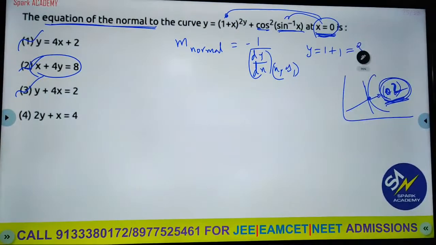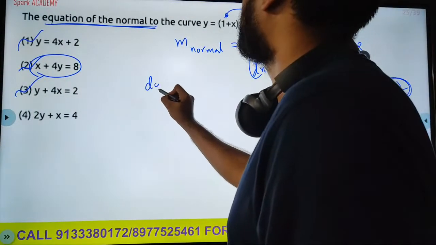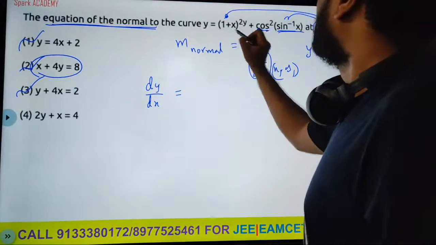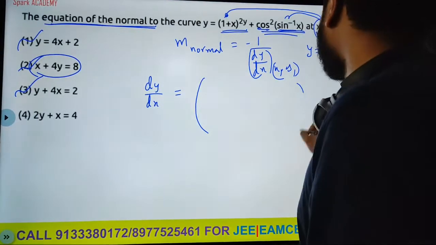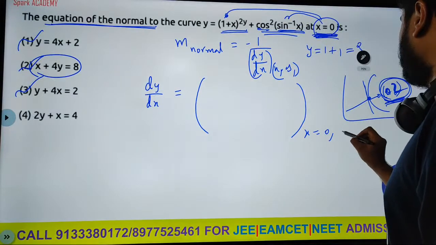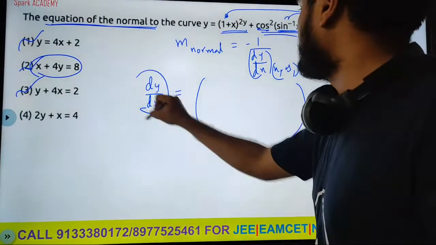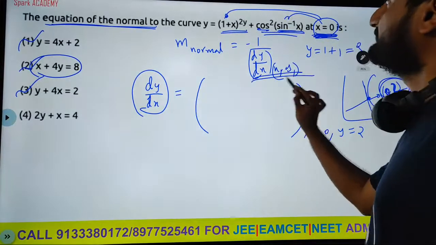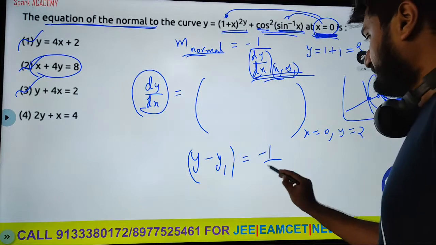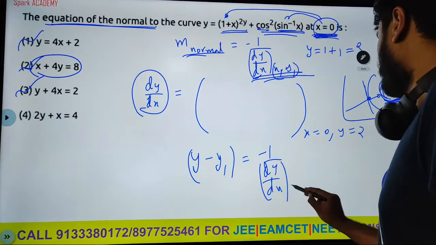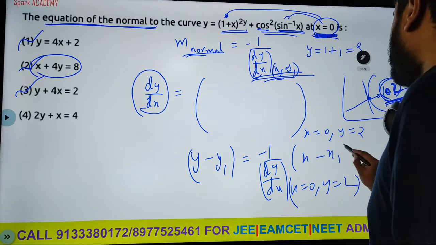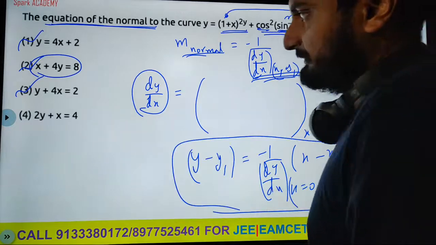Now I need to find out dy by dx. So first you need to find out dy by dx using this and this, and you will get something. Then substitute x equal to 0 and y equal to 2, and you will get dy by dx. That you substitute here, and you will get the slope of the normal. Finally, the answer will be y minus y1 equals minus 1 by dy by dx at the point x equals 0, y equals 2, into x minus x1.